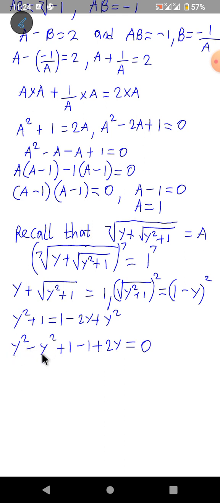Now y squared minus y squared, that's 0. 1 minus 1 is 0. We are left with just 2y equal to 0. Then from here I can say that y equals 0 over 2. Then from here we can see that y is equal to 0.